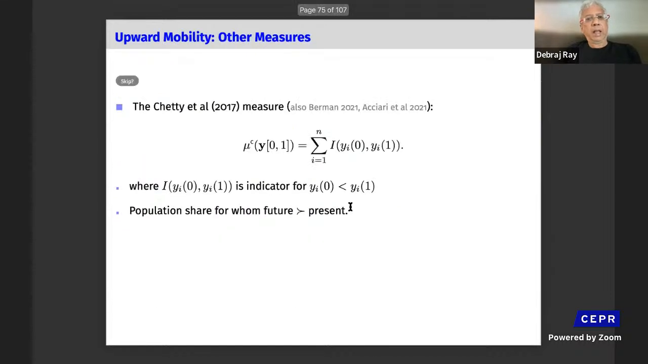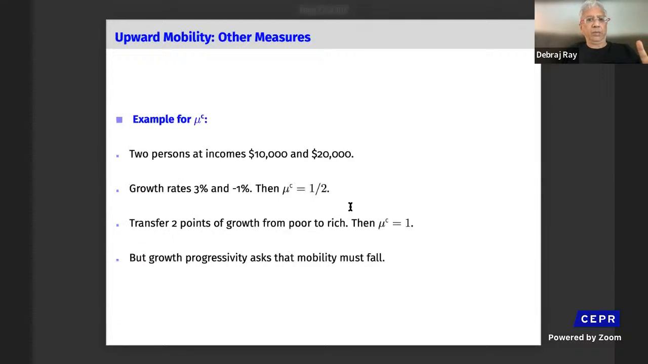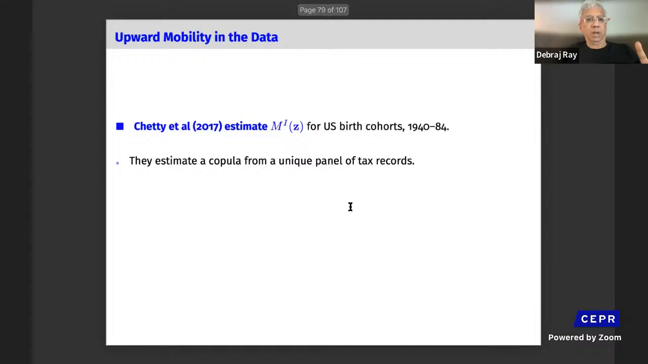I have 8 minutes, so I am going to have to make a decision. There is a comparison of some other measures of mobility, including the Chetty measure, using our axioms, which I'm going to skip. And I am now going to tell you how we can take this particular measure to the data, and that's where I'm going to end.